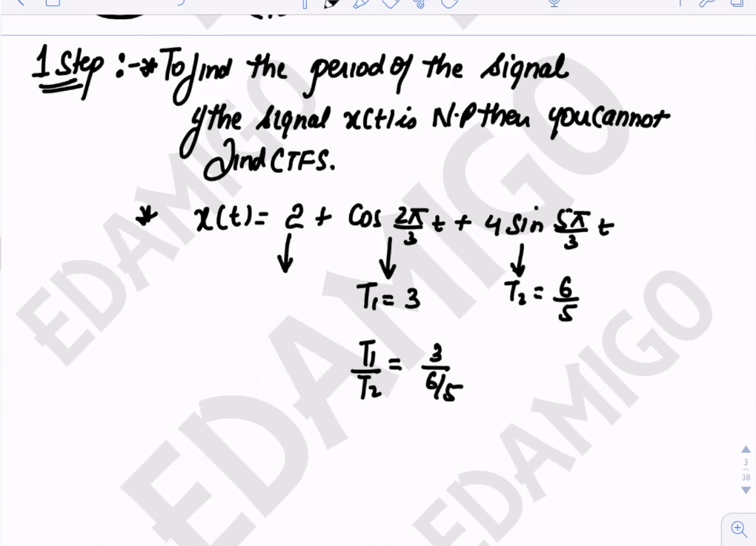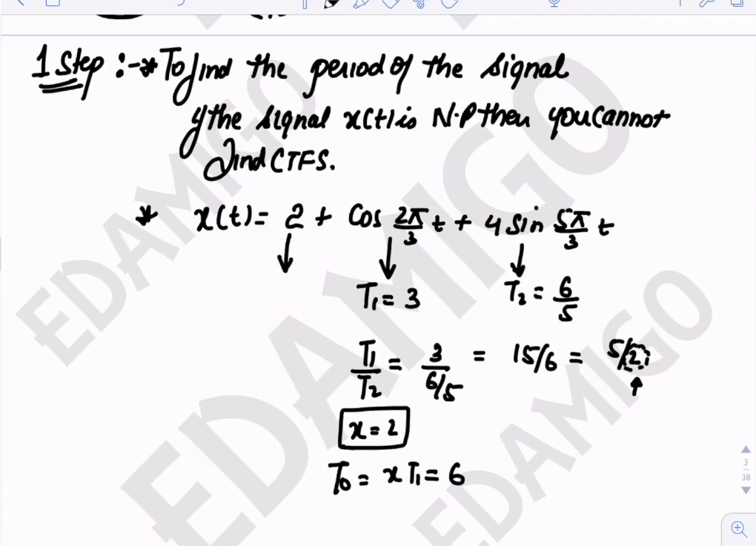So the ratio will be 15 by 6, which is 5 by 2. The denominator here is 2, so x is equal to 2. So the time period T0 will be equal to x into T1, which is equal to 6. So 6 is the time period of the signal.